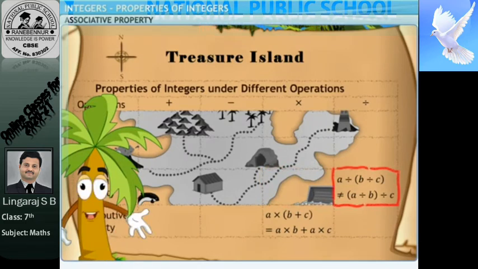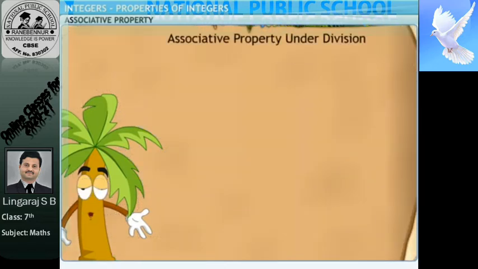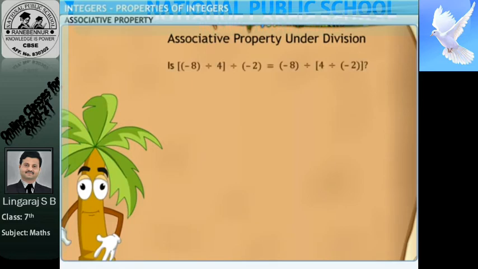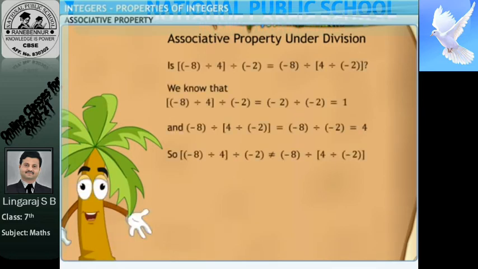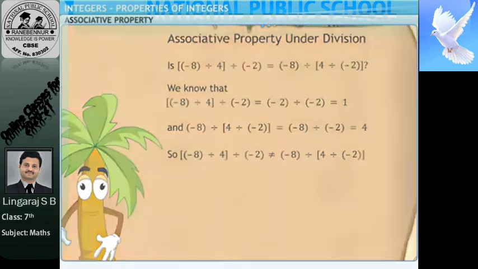Okay, we have one more to go to complete the fourth lap. Let's check whether division is associative for integers with the help of an example. Looking at the result of this example, we can say that division is not associative for integers.